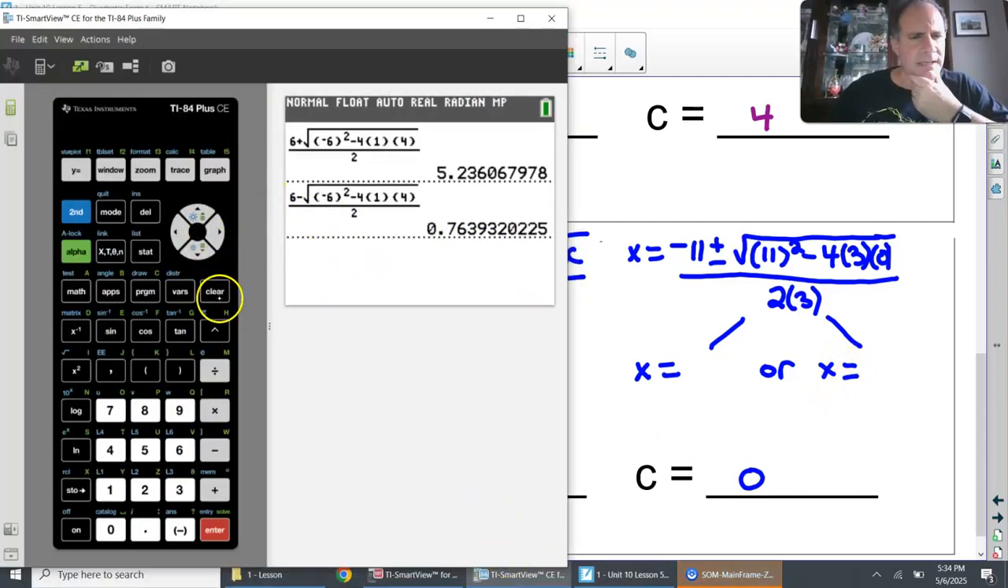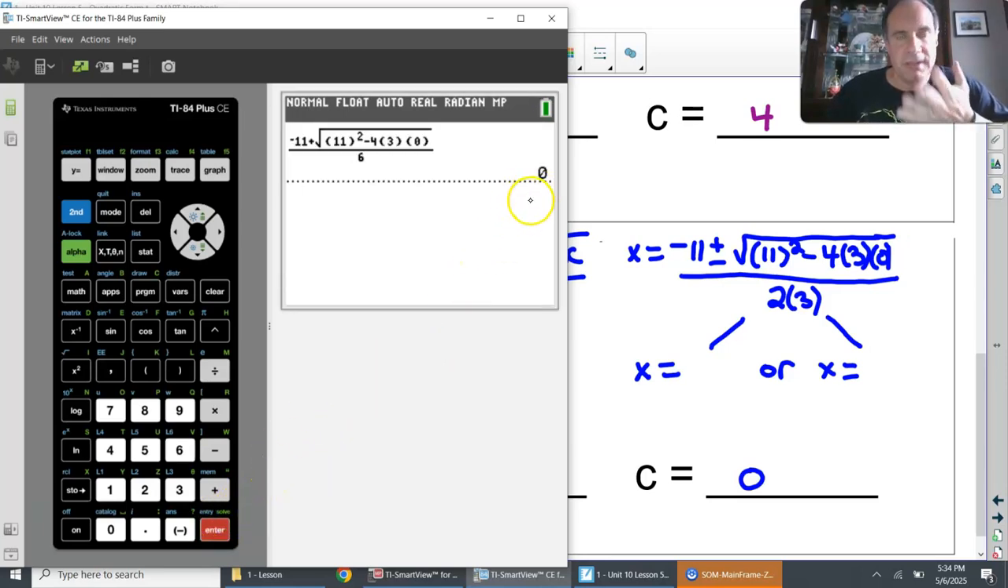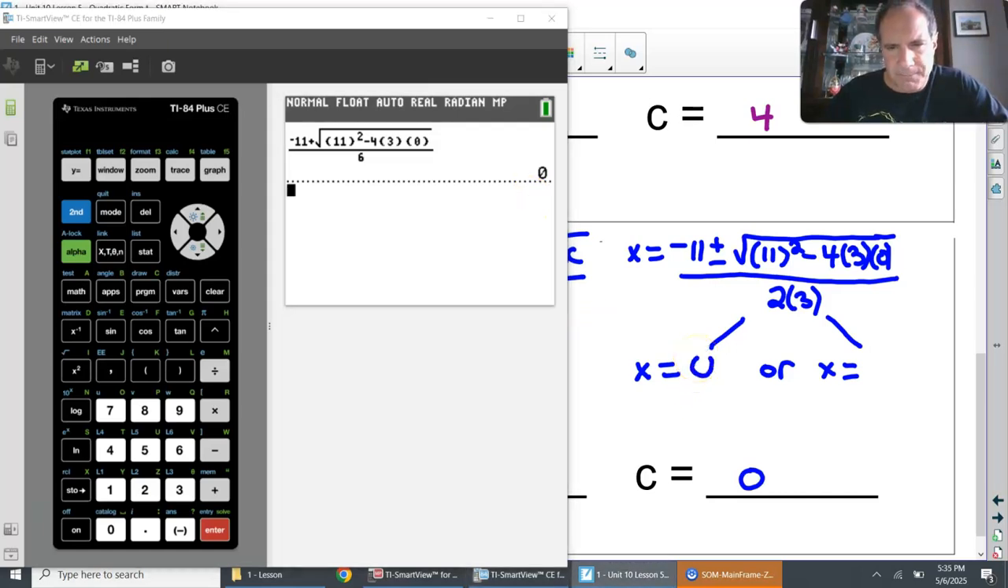We're going to bring up the calculator. We're going to press alpha x first. Remember, it's negative 11. I'm going to do the plus first. Square root, and then 11 squared minus 4 times 3 times 0. Let the calculator figure it out. I'm putting 6 for 2 times 3. Anything times 0 is going to be 0, and the whole thing is 0. So this is 0.